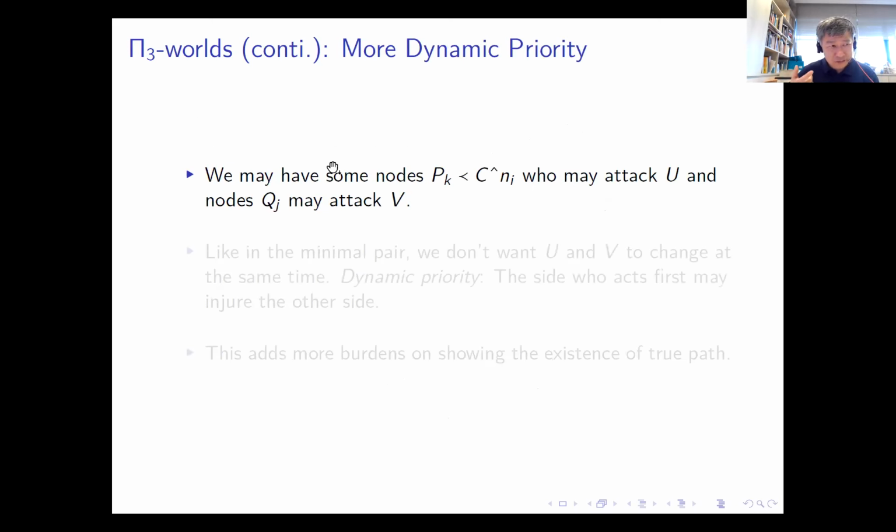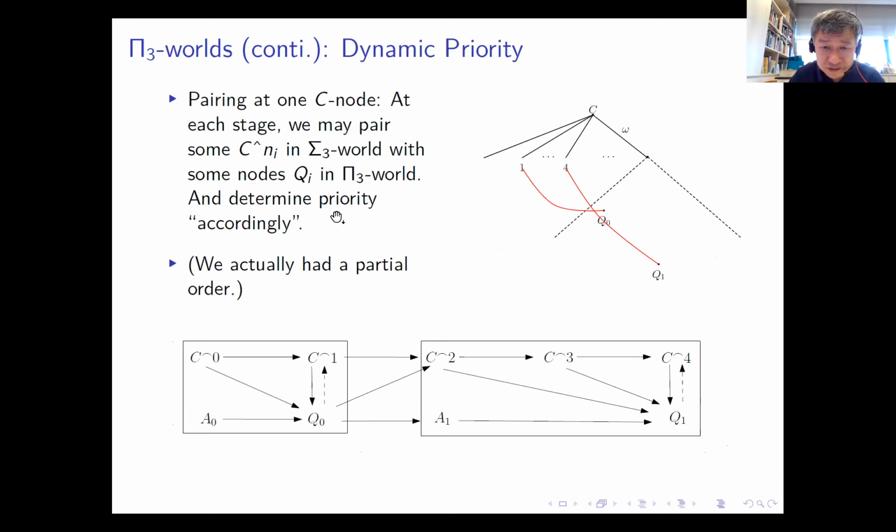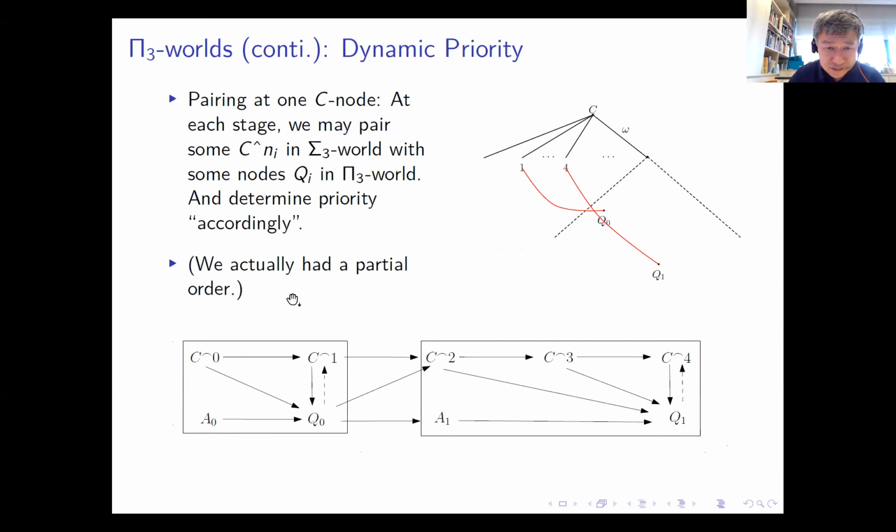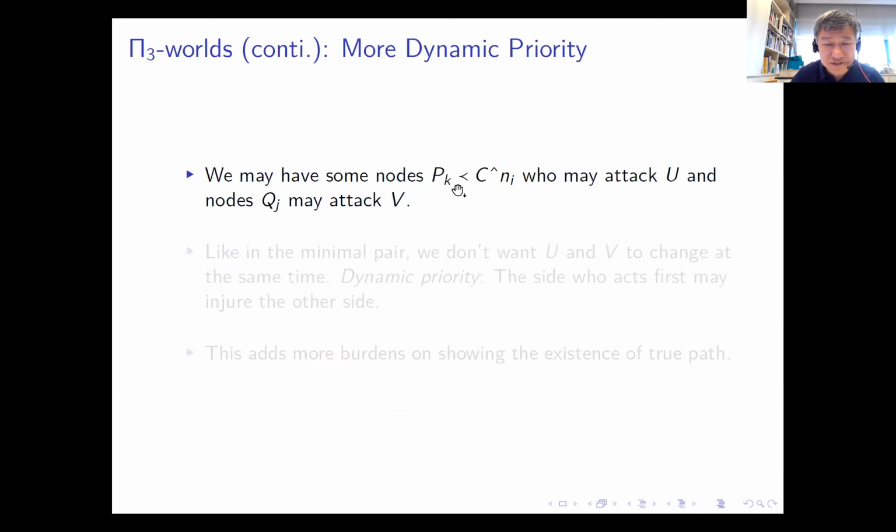So another point of the dynamic is this. It's different from this picture. This static priority is, even if we have this pair, C concatenate 1 and Q0, suppose we already have this pair, we cannot say whether C concatenate 1 has higher priority than Q0 or Q0 has higher priority than C concatenate 1.